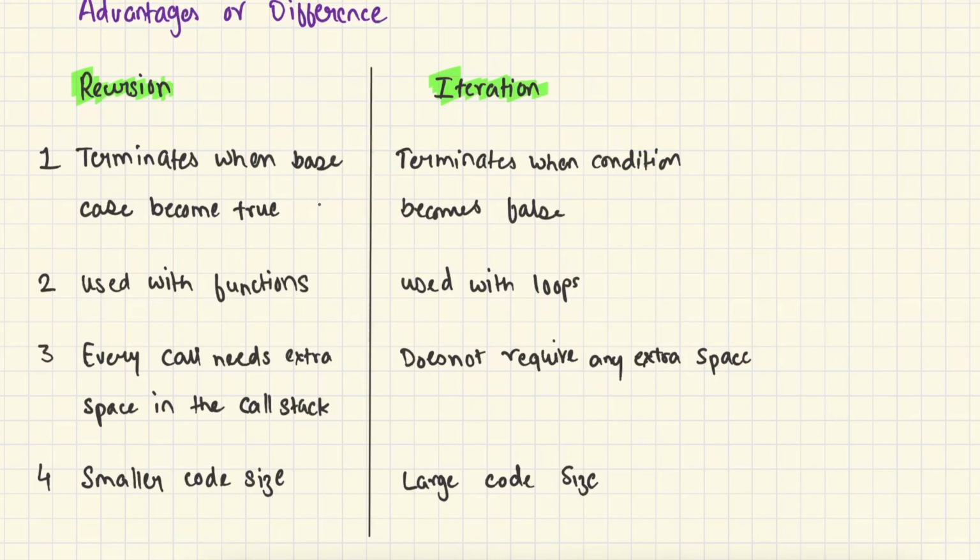Like if you want to traverse non-linear data structures like trees and graphs, then it is really easy to traverse those types of data structures using recursion. And if you want to traverse those kinds of data structures using iteration, it is possible, but the code becomes large and really messy. So we generally prefer recursion over iteration while solving those types of problems or while traversing non-linear data structures.